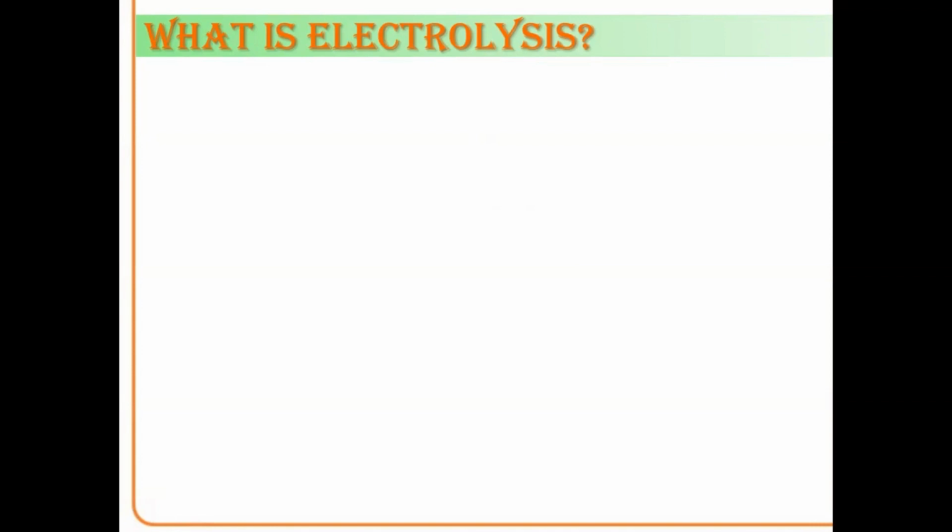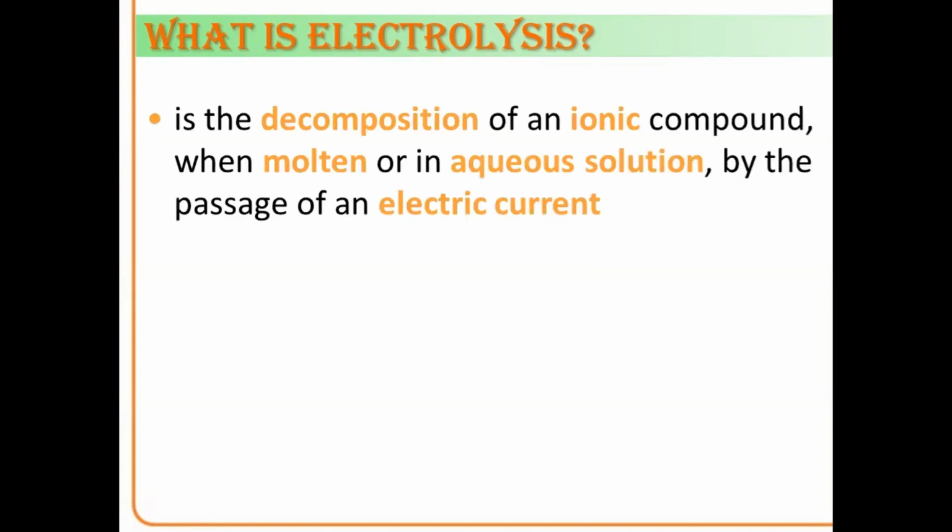This video is about electrolysis of molten ionic compounds. First, let's answer the question, what is electrolysis? Electrolysis is the decomposition of an ionic compound when molten or in aqueous solution by the passage of an electric current. What's important to understand at this point is that ionic compounds, when solid, cannot conduct electricity because the ions are not free to move.